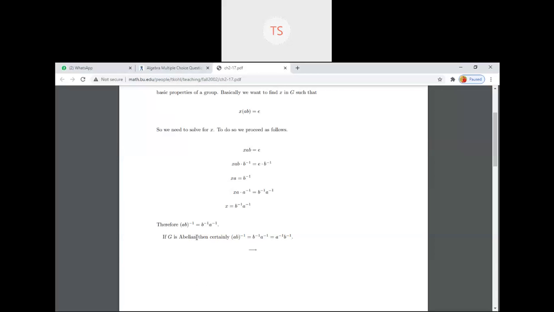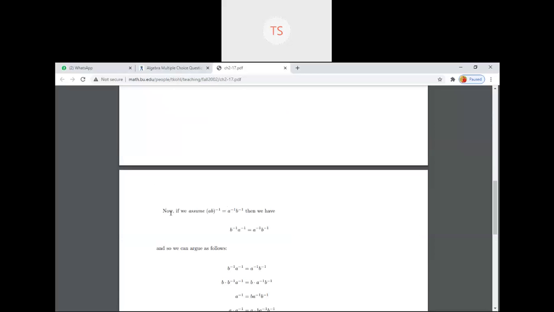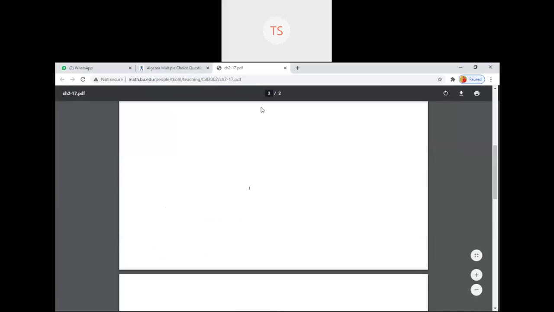As G is an abelian group, that implies G satisfies the commutative law. That means a into b is equal to b into a. So here I have written b inverse into a inverse is equal to a inverse into b inverse. Okay, is it clear? So here we are getting that (ab) whole inverse is equal to a inverse into b inverse.